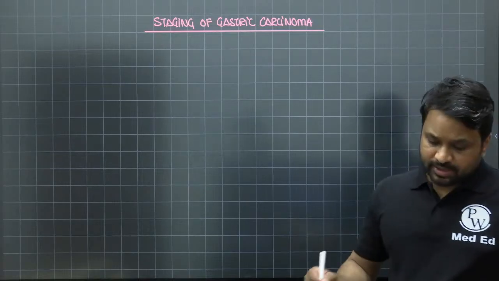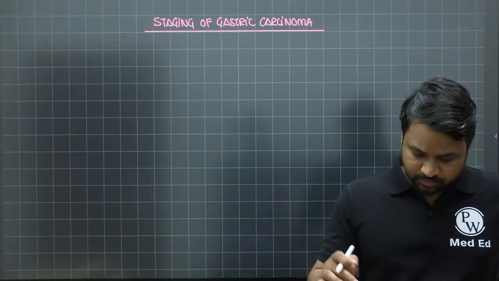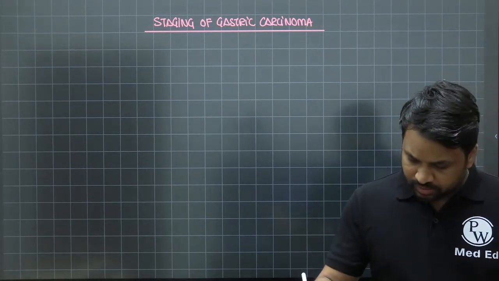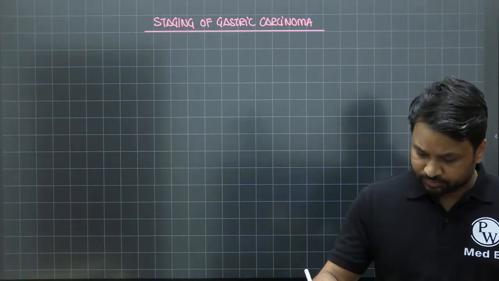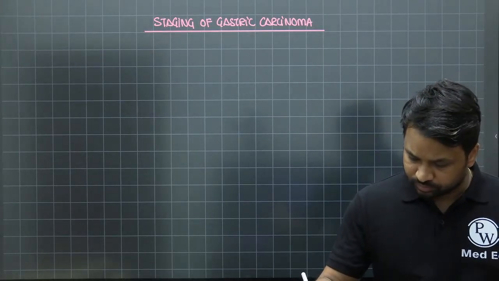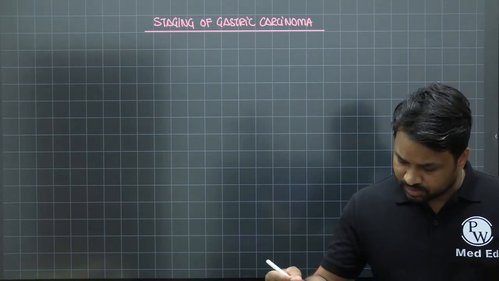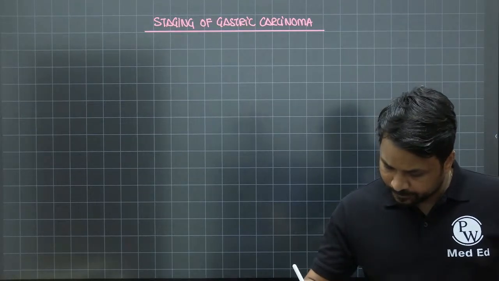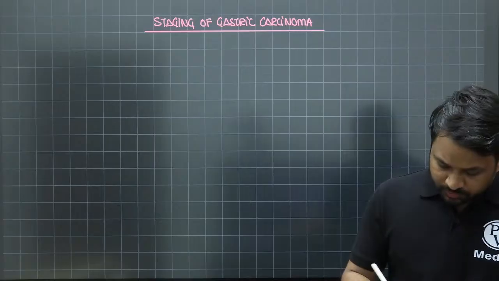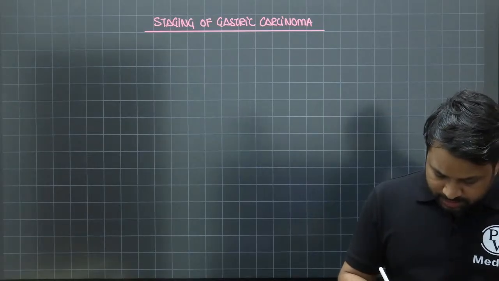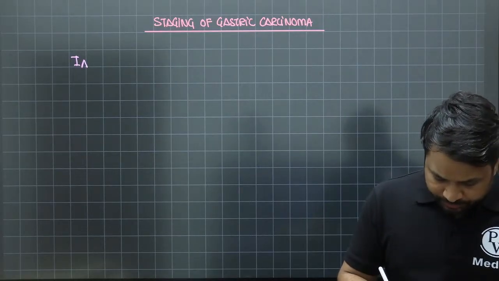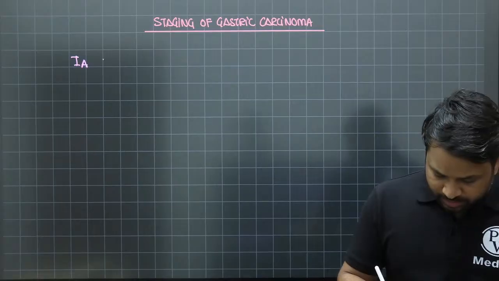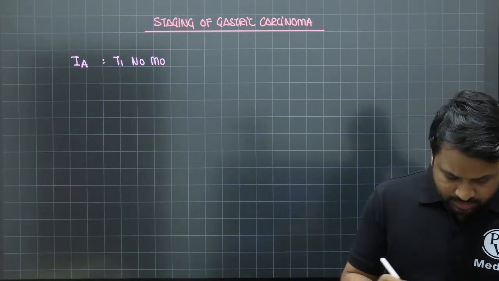We'll talk about the staging of the gastric cancers. Now we have the following components. That is stage 1. For stage 1A, it has to be T1 N0 M0.